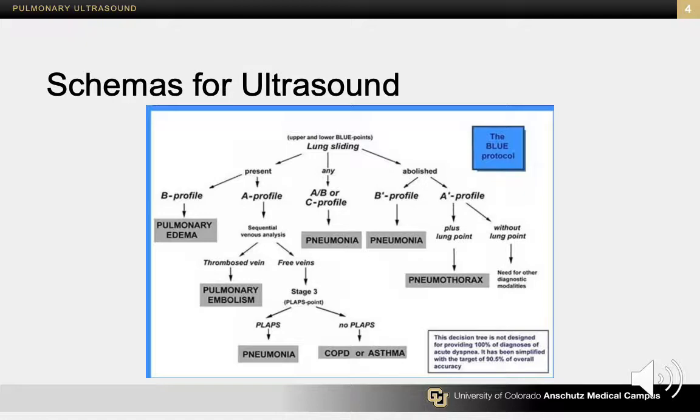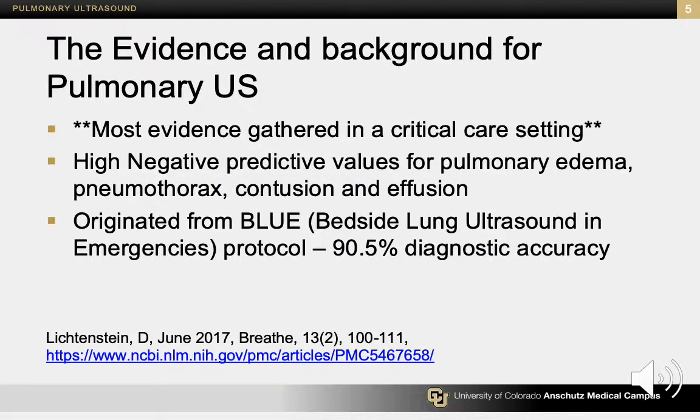And so this protocol, this paper, like I said, published in 2008, actually found that they had a 90.5% diagnostic accuracy for those etiologies, which is pretty darn good. And some of the data since then has shown consistently high negative predictive values for pulmonary edema, pneumothorax, contusions, and effusions. Also has shown similarly high positive predictive values for those particular etiologies. Slightly lower values for pulmonary embolism, and we'll talk a little bit about that later.